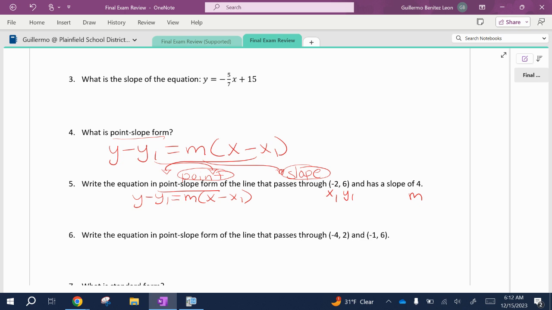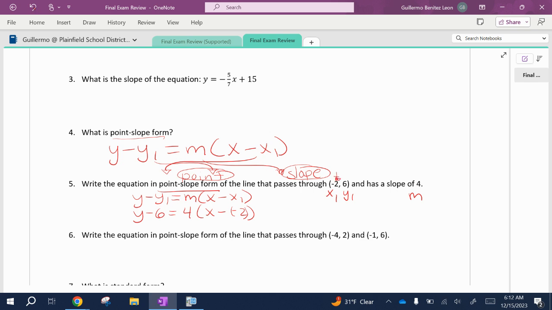Slope is how we move. Now I just need to put the numbers in the correct spots. Y minus 6 equals 4, x minus negative 2. This is where some students might make a mistake and not put the negative 2, but it is negative, so I'm going to put it in there.